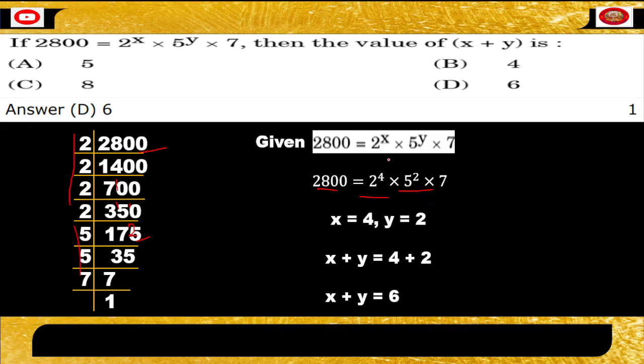On comparing these two, we get the value of x: here is a 2, here is also 2, so x is equal to 4. Here is a 5, here is also 5, so y is equal to 2. They ask x plus y. The value of x plus y means 4 plus 2, which is 6. That means option D is the right answer.